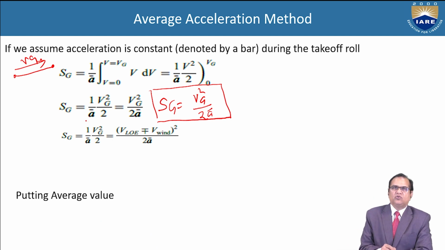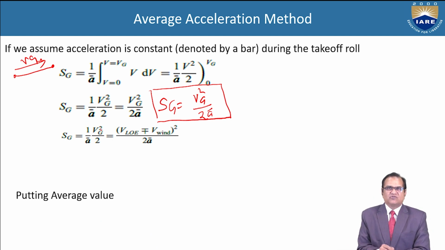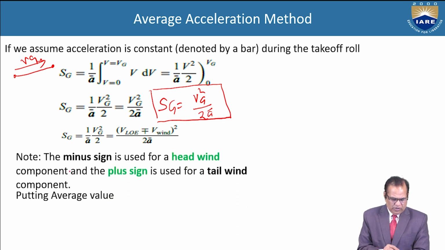So Sg is equal to 1 by a bar times Vg square by 2, which is equal to V liftoff plus or minus wind speed, whole square, by 2a. If it is a tailwind, you take the plus. If it is a headwind, you take the minus. So note that the minus sign is used for the headwind component and the plus sign is used for the tailwind component.